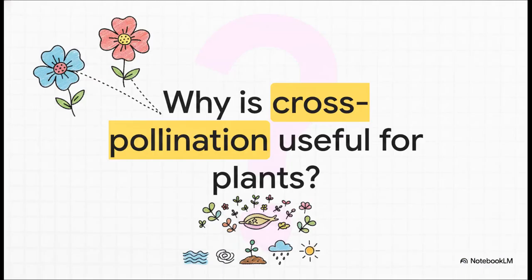So, you might be wondering, why is cross-pollination so awesome? Well, mixing the pollen from two different plants creates way more variety in the baby plants that will eventually grow from those seeds. This wonderful mix is kind of like a secret superpower. It helps the new plant survive much better in all sorts of different environments, different soils, and changing weather conditions. It's basically nature's perfect way of keeping plants strong.